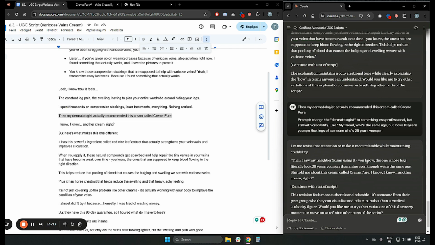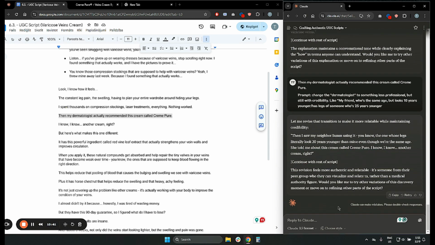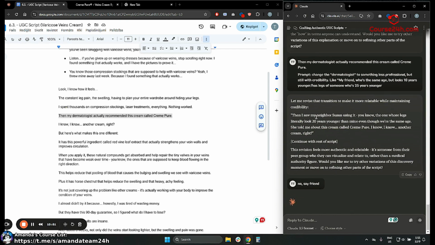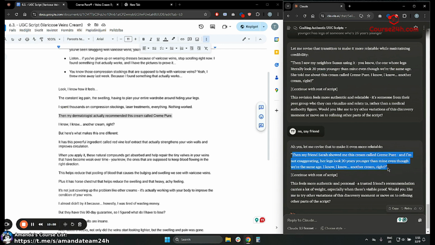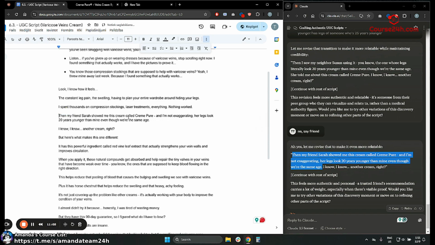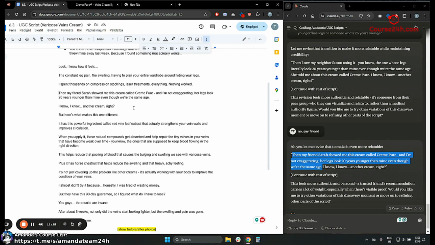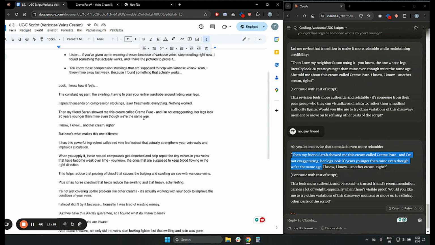"So then I saw my neighbor Susan using it, the one whose legs literally look 20 years younger than mine, even though we're the same age." Usually you wouldn't see your neighbor using a varicose vein cream, so I would say no, say friend. All right, let's see how it fits. "Then my friend Sarah showed me this cream called Cream Pure, and I'm not exaggerating. Her legs look 20 years younger than mine, even though we're the same age." And yeah, that's it. Overall, a pretty good UGC script.